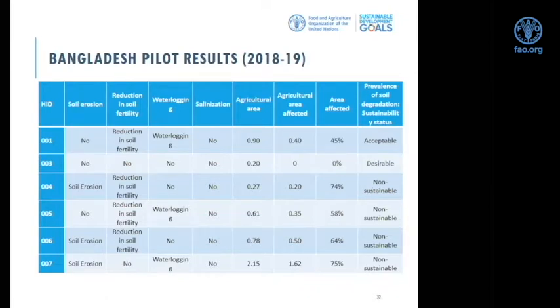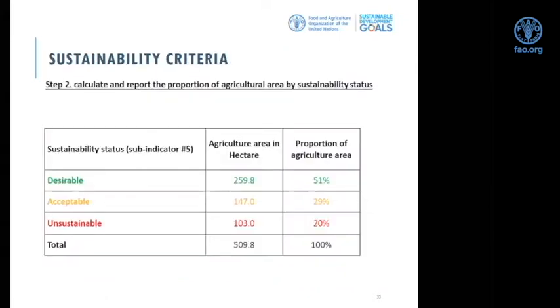So again, the last step, basically we aggregate the areas classified as green, yellow, and red, and divide the respective areas by the nationally representative agriculture land area of the country, derived from the nationally representative sample or agriculture survey, and thus we derive these proportions.